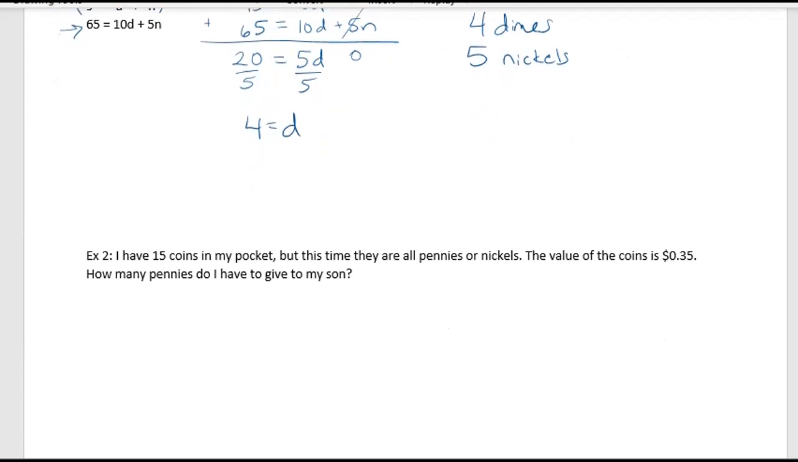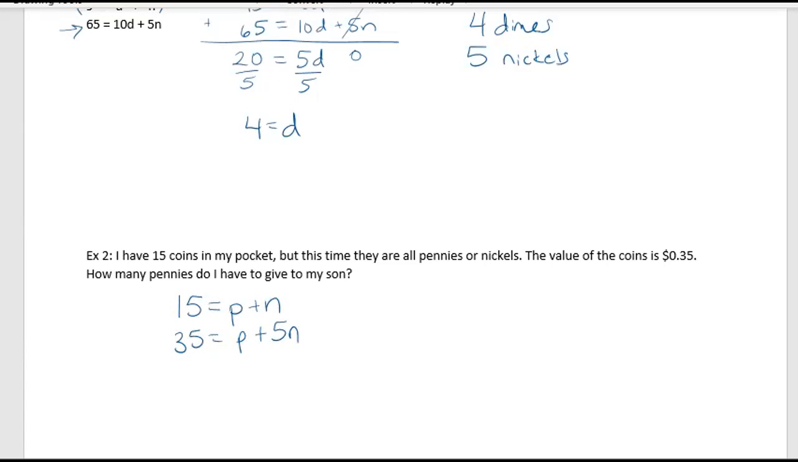So I have 15 coins in my pocket, but this time they're all pennies and nickels. The value is 35 cents. How many pennies do I get to give to my son? When I wrote this worksheet, he was 5. Now he's almost 8. So, okay, I know that there's a total of 15 and they are made up of pennies and nickels. They're worth 35 cents. A penny is going to be 1 cent. So I just have 1 times P, but a nickel is 5 cents. So 5 cents for every nickel that I have.